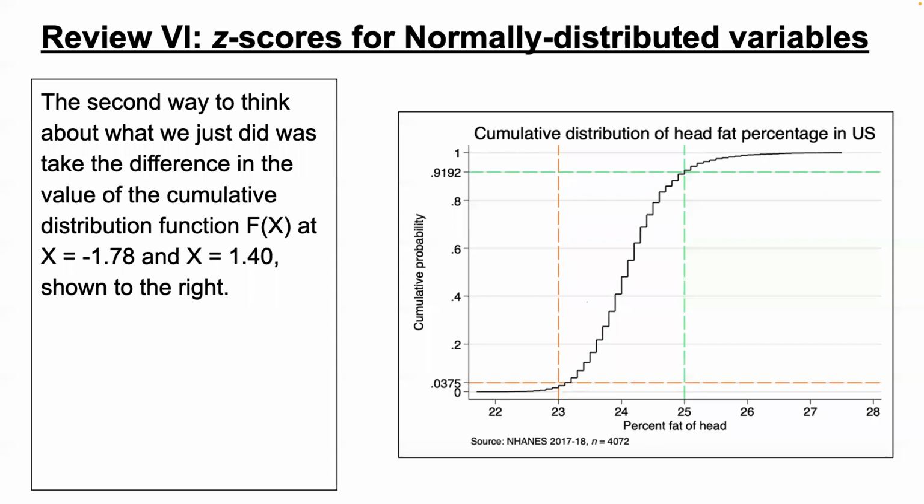So we can see here that we found the point associated with 23. 23 is an input to the function. 0.375 is an output of the function, or 0.0375. And then 25 is an input to the function, and 0.9192 is an output of the function. And then we just take the difference between the two. That's more literally what we did using table A. We just looked at the x value for a function, and we found the y value, and we found the difference between 2 points.